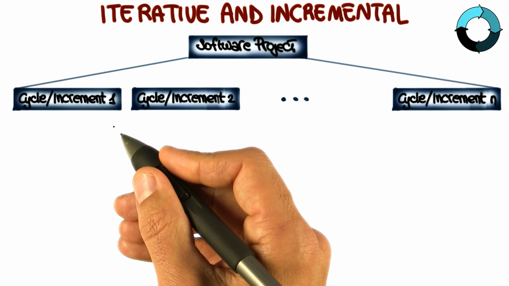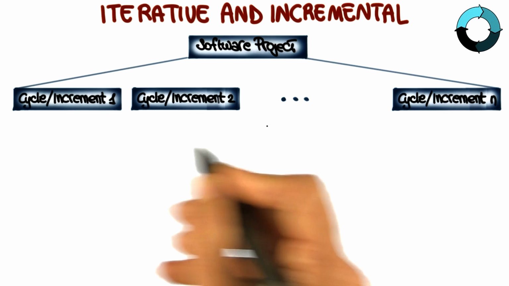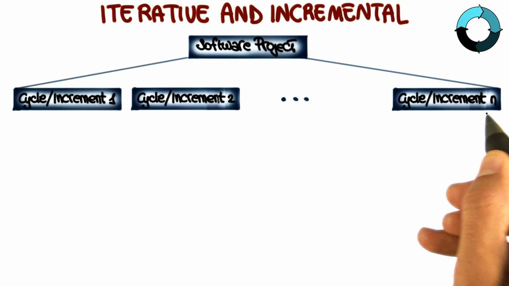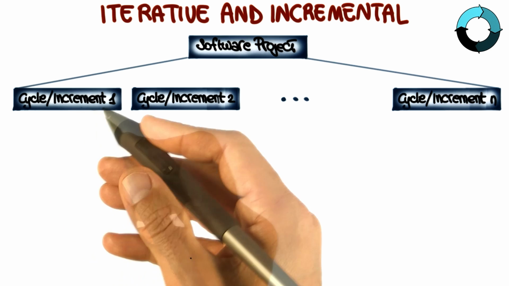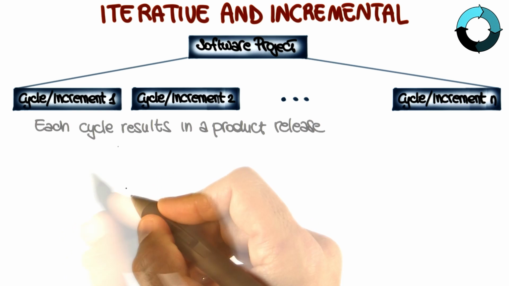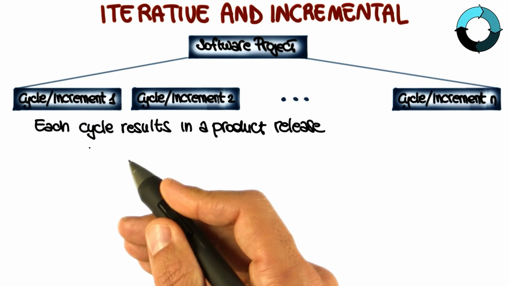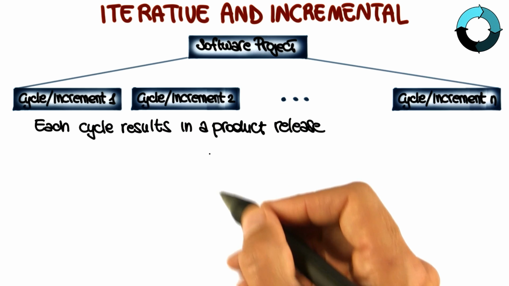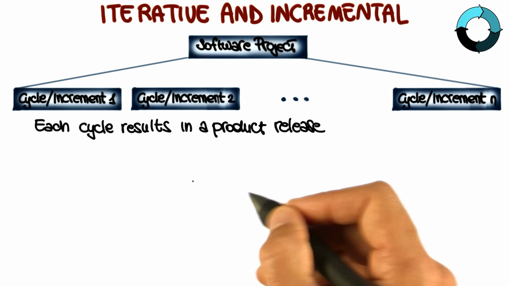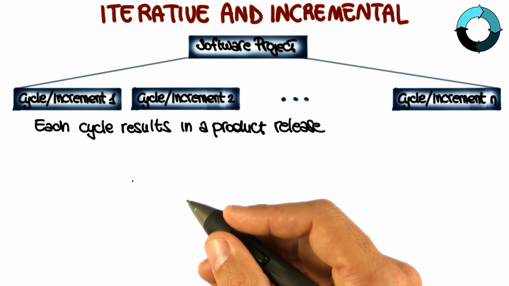Basically, the lifetime of a Rational Unified Process consists of a series of cycles, such as the ones that I'm representing here: cycle 1, cycle 2, through cycle n. And as you can see, these cycles can also be called increments. Each one of these cycles involves all of the main phases of software development. In addition, each cycle results in a product release, which can be internal or external. More precisely, each cycle terminates with a product release that includes a complete set of artifacts for the project. That means code, manuals, use cases, non-functional specification, test cases, and so on.